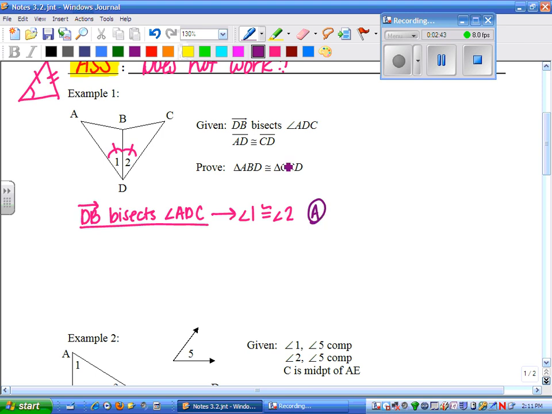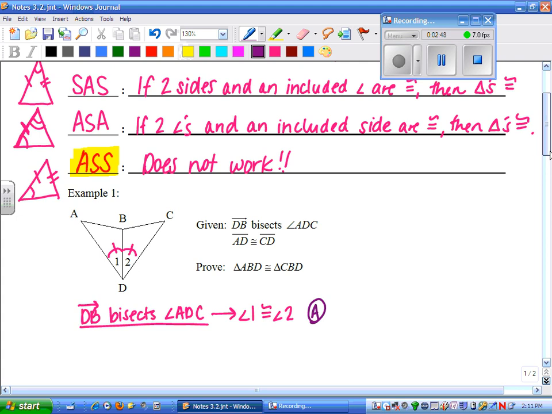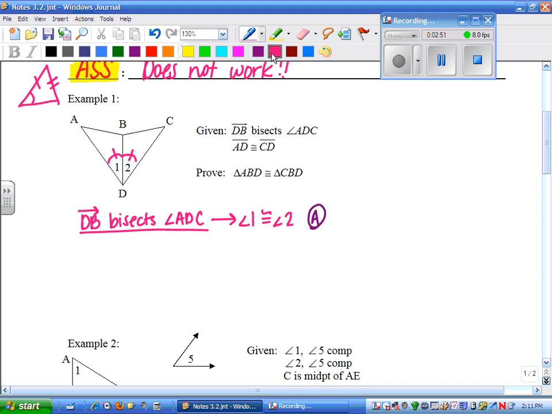I do have a side, so remember it can go side, angle, side, not angle, side, side. So I'm going to put my side up above right here. I know that AD is congruent to CD. Here's my side. And I have to find another side to get this to work. So I'm going to look at the picture. I have AD and CD. Well, the only other side that could work would be this one here, BD. This side is reflexive. It is congruent to itself. It's part of this triangle and this triangle, so this will work. I'm going to put an arrow to it and say BD is congruent to BD.